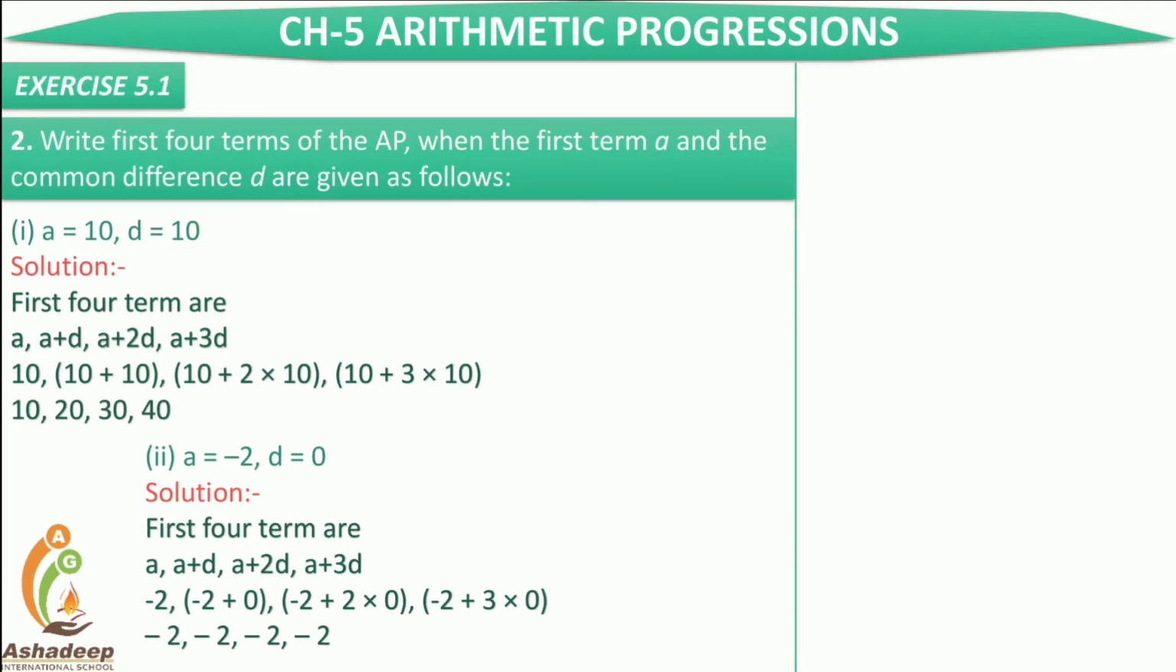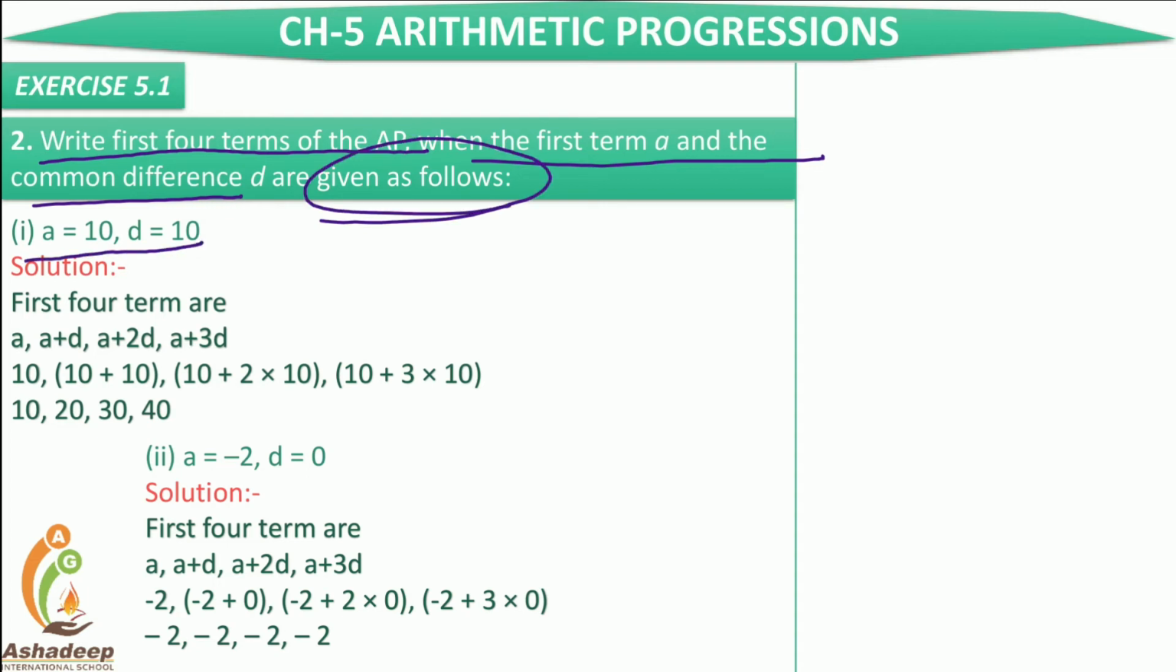Now let's do question number 2. Write the first 4 terms of an AP when the first term A and the common difference D are given as follows. So A is equal to 10 and D is equal to 10, right? So we will start with 10 and the common difference is 10. See here, we have a series: A, A plus D, A plus 2D and A plus 3D.